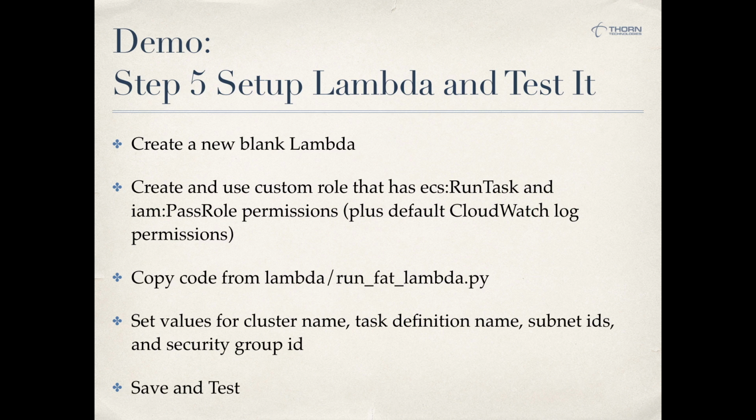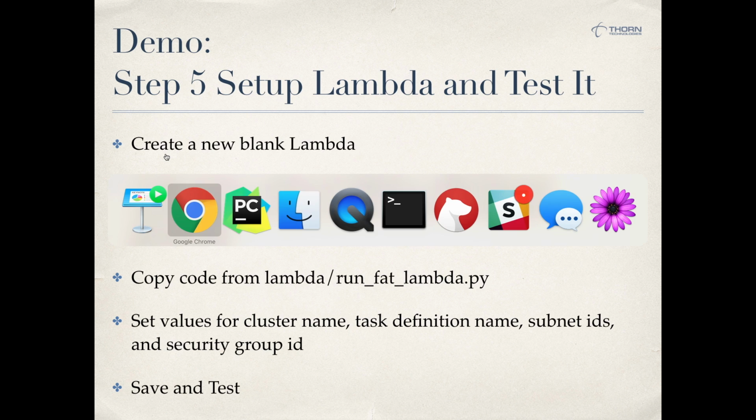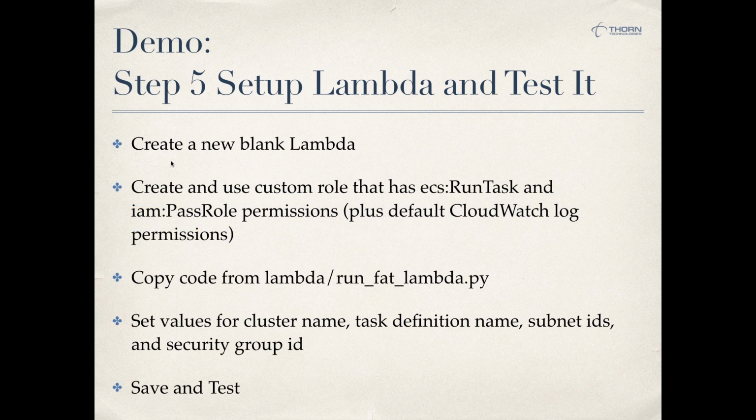All right, step 5, set up Lambda and test it. So far, we created the ECS task, but the only way we can fire it is either manually or if we set up a CloudWatch event to fire it on a cron schedule. So if we wanted to hook it up to other events, like an S3 put or something like that, then we would need a Lambda to act as an intermediary. The Lambda can fire based on a bunch of events, and then it can fire the ECS task. And Lambdas are basically free, so why not?